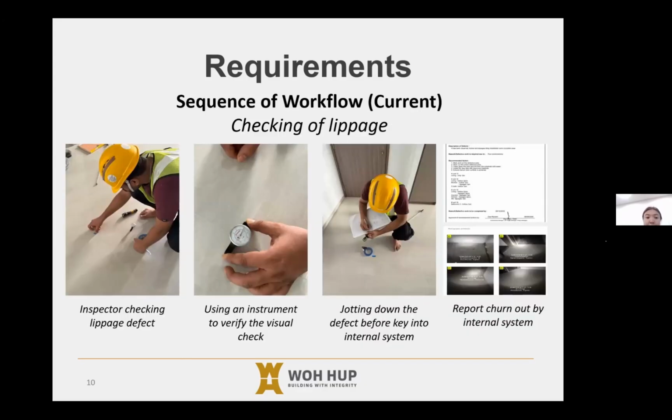Next is a simple example of the current workflow, for example, checking of leakage. So you can see our inspector is checking on leakage, visual checking only for those areas that they think there is a defect or they want to double check. They will use an instrument to verify the checks. Then from there, they will jot down on paper. From paper, they will convert this into a digital PDF or a simple report and pass it to our production team for rectification works.